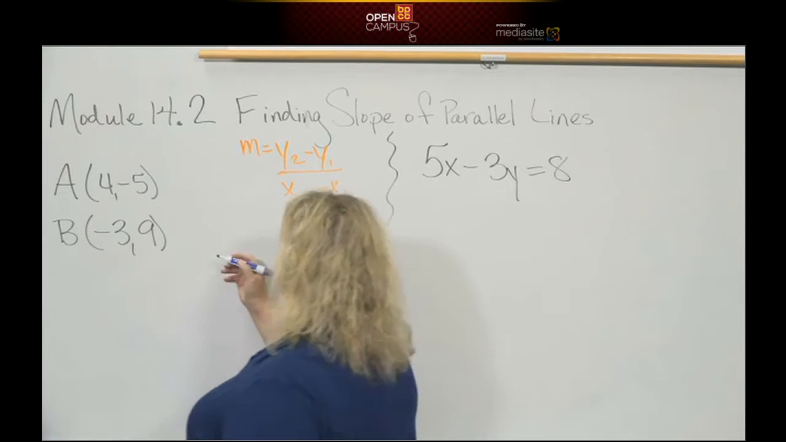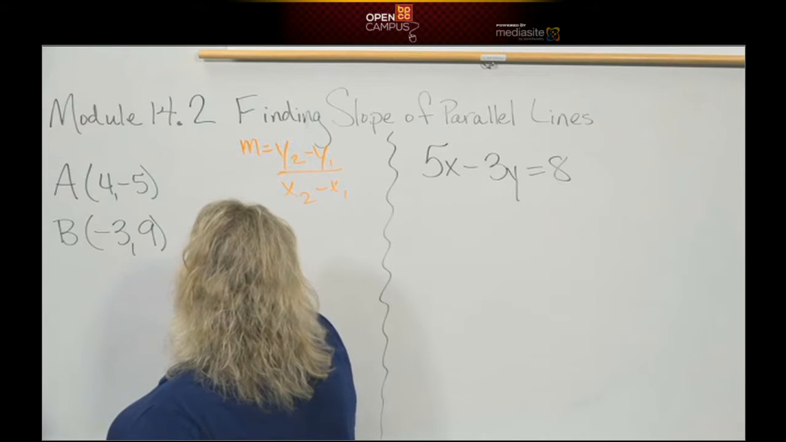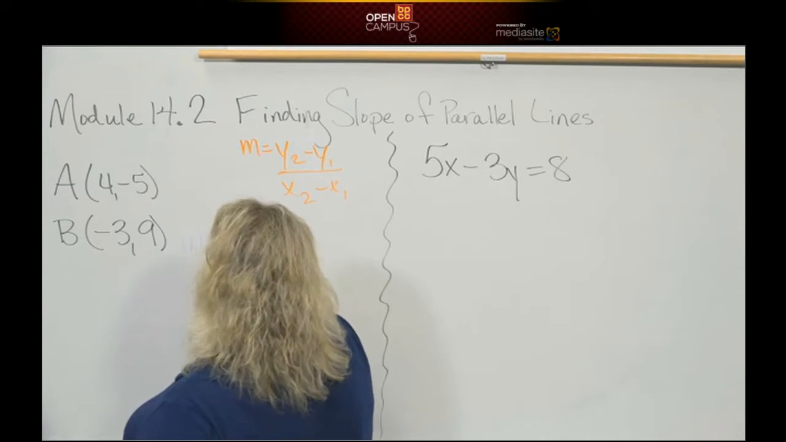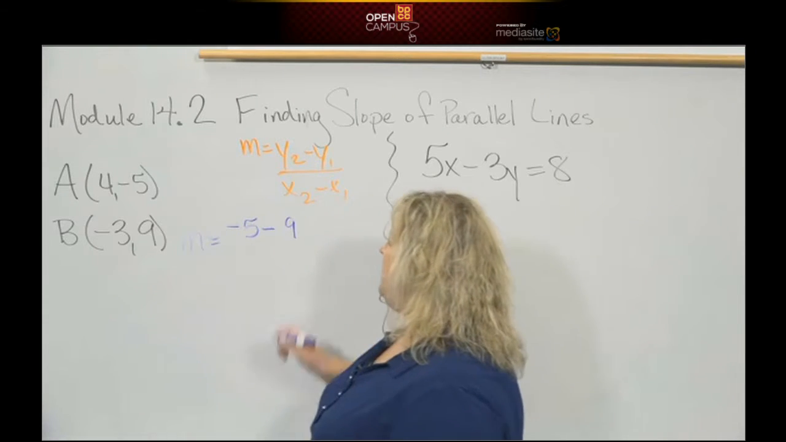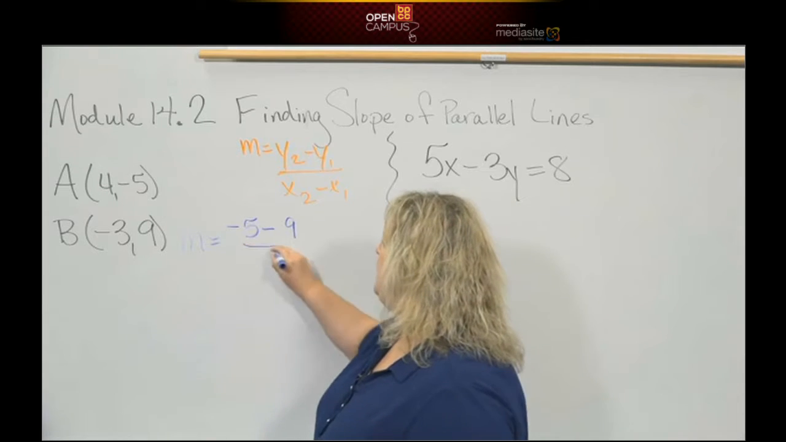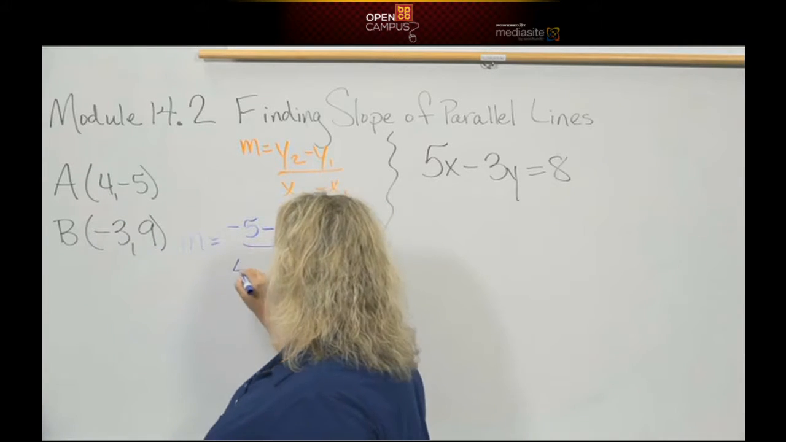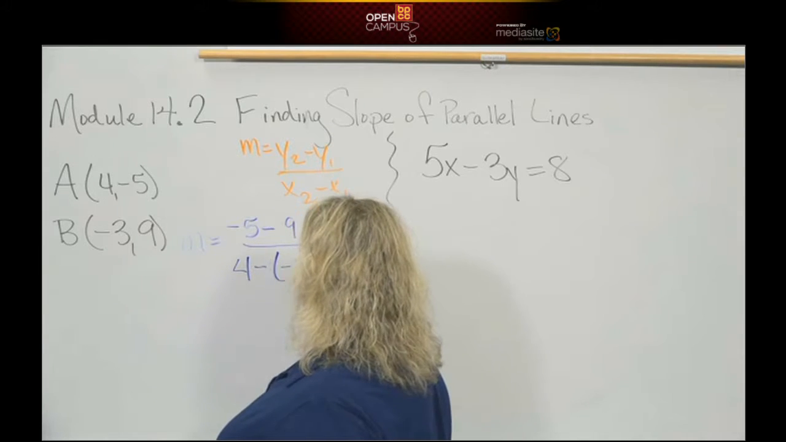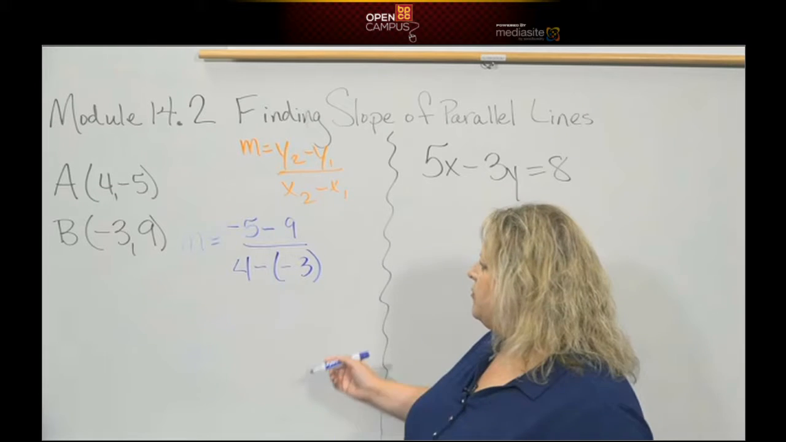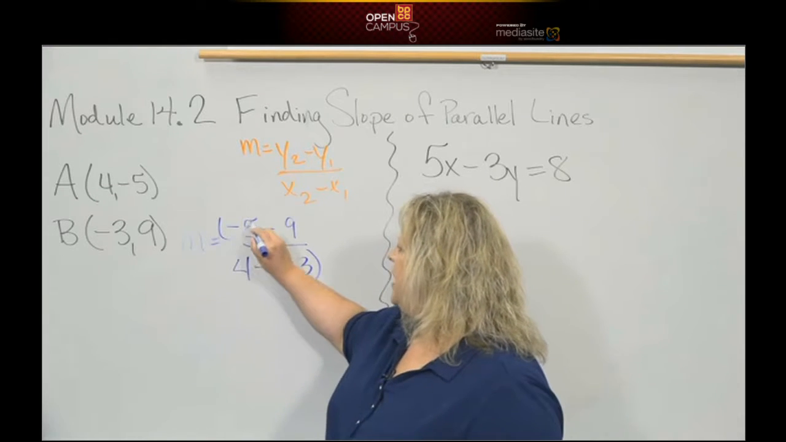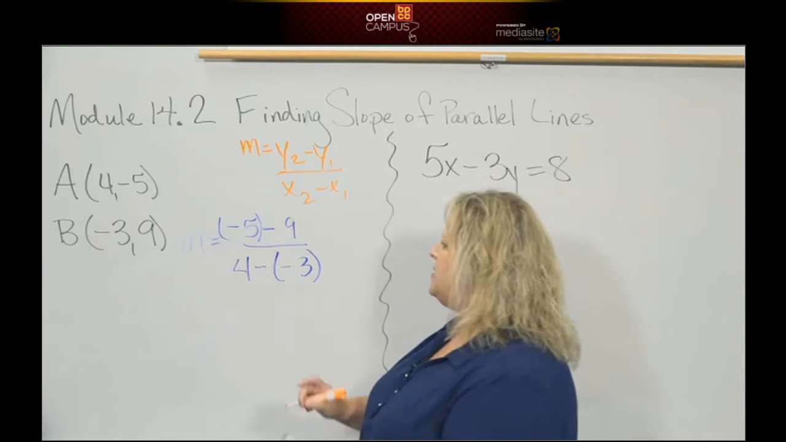So I'm going to write m is equal to y2 minus y1. So I'm writing -5 minus 9 over x2 minus x1, so I'm going to do 4 minus -3. Okay? So when I do this, I'm going to rewrite it because look right here, I have a negative there. So let's rewrite this so that I can look at my signs correctly.